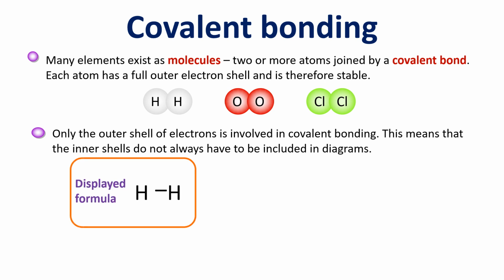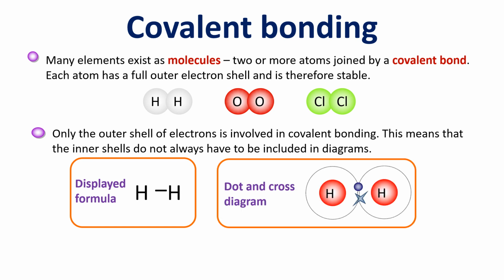There are 2 different ways of representing a covalent bond. We have the displayed formula, which is just a black line, or we have a dot and cross diagram. Either of those is acceptable for covalent bonding.